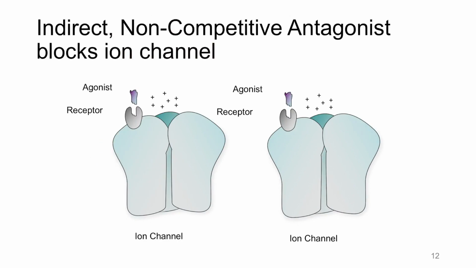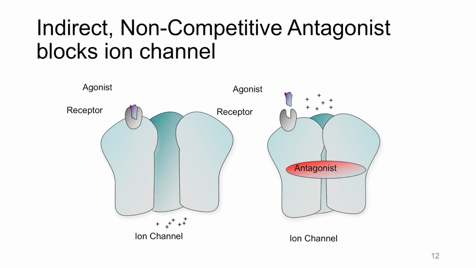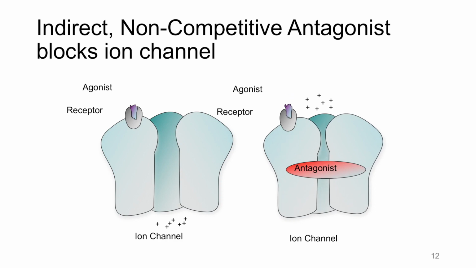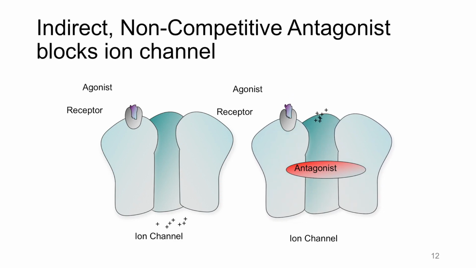You could also have an indirect non-competitive antagonist that binds to the receptor inside the ion channel, preventing ions from flowing through the channel, even though it has not influenced the ability of the neurotransmitter to bind the receptor. It still makes the receptor non-functional.